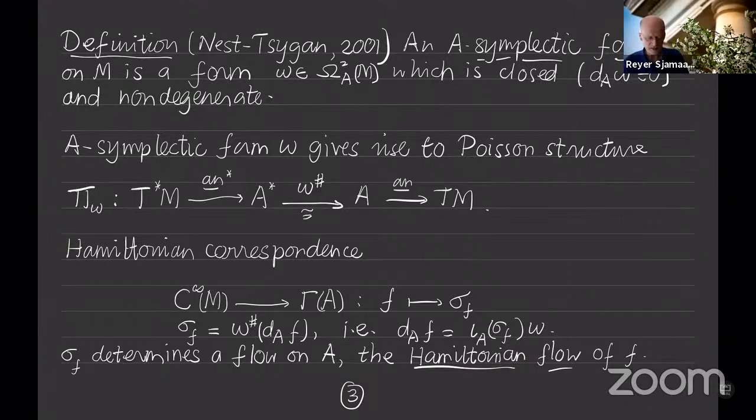If you have a flow on the Lie algebroid, in particular you get an associated flow on the base manifold M. And if A is the ordinary tangent bundle, then it's really only that base flow which you call the Hamiltonian flow. But for a Lie algebroid, you also have to remember the flow on the total space of the Lie algebroid. In the case of the tangent bundle, that's just the tangent lift of what you usually call the Hamiltonian flow.